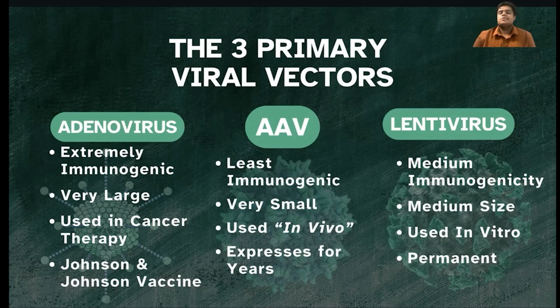AAV, on the other hand, though still having considerable immune response, is less so. But on the other hand, it's much smaller, which means it can carry significantly less genetic information.